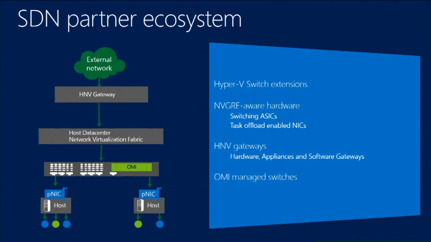Then we have NVGRE-aware hardware through switching ASICs, which can do much better performance through the task offload in the NICs. And then we have Hyper-V network virtualization gateways. We saw one from F5 and another one that I just demoed from Huawei, both in hardware as well as in software. We also have one from Ion Networks that's available today in the market. And then we have OMI managed switches that help you automate the environment.